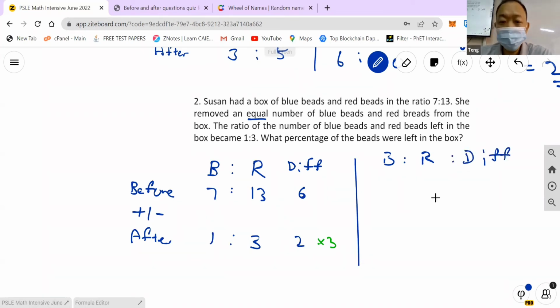Matthew, can you go back to see? 7 is 13.6. Okay, so I got multiply by 3 at the bottom. 3 is 2.